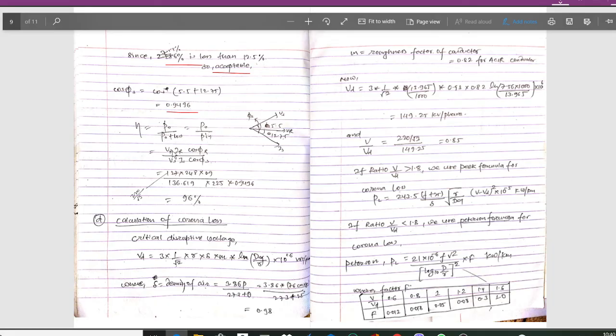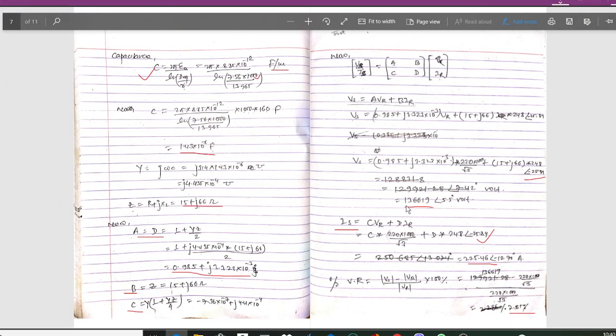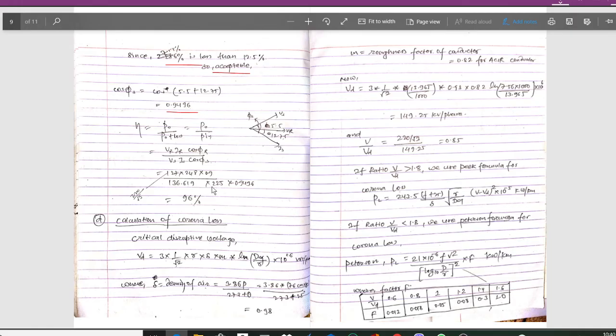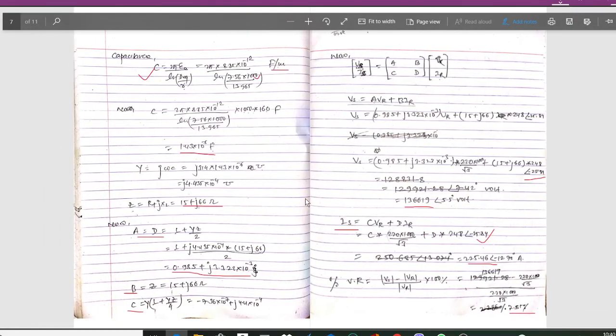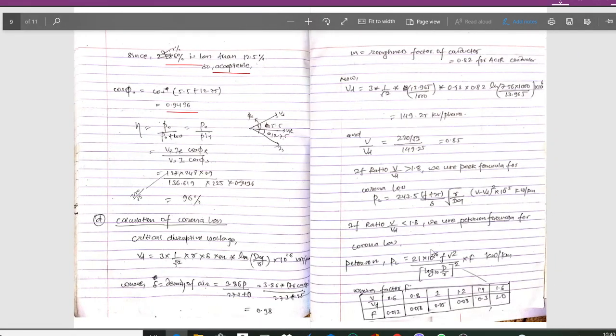So efficiency will be P naught upon P naught plus losses, so P naught upon P in. The value of P naught is calculated as Vr Ir into cos phi r. Similarly for P in, we can calculate as Vs Is into cos phi s. Vr will be 220 upon root 3, Ir is given as 248, and power factor is 0.9, and Vs, as we have just calculated, is 136619, into Is, which we have also calculated as 225.46, and cos phi s is 0.9496, so you'll get efficiency as 96%.